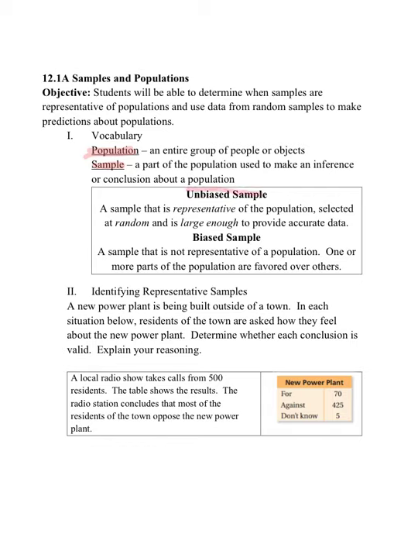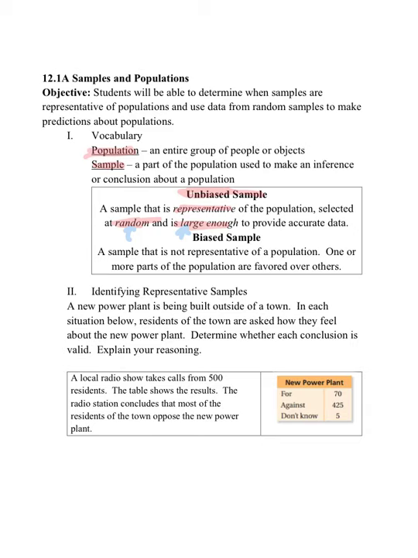An unbiased sample is a sample that is definitely representative of the population and selected at random and is large enough. Those are the two real key pieces, the random and the large. A biased sample then is something that's not considered representative of the population. So one or more parts are favored over others.